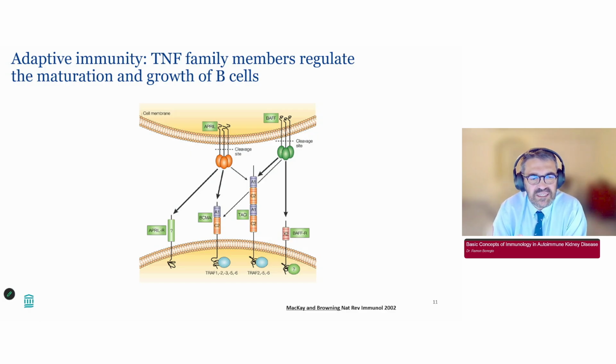And so you can see that the APRIL ligand binds the APRIL receptor. I beg your pardon. Again, at the bottom are the receptors, at the top are the ligands. APRIL and BAFF are the ligands binding the APRIL receptor and the BAFF receptor. These signals provide that growth signal that allows the B cell to mature. Next slide, please.